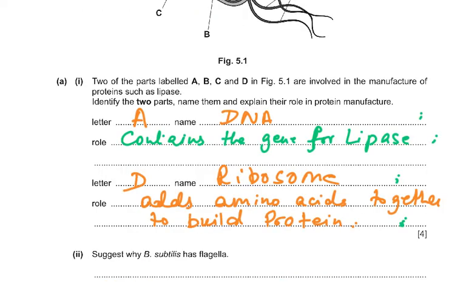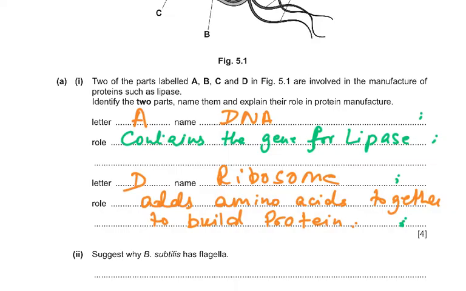So letter A, DNA; letter D, ribosome. DNA contains the gene for the protein, or you can say codes for the production of the protein, or you can say codes for the sequence of amino acids in the protein, or the sequence of amino acids in the lipase. Part D is the ribosome.